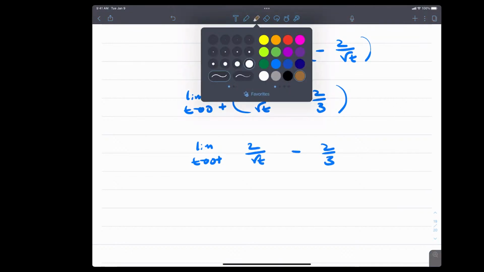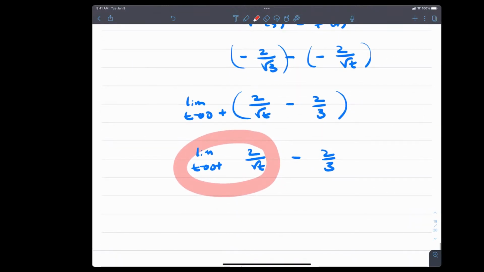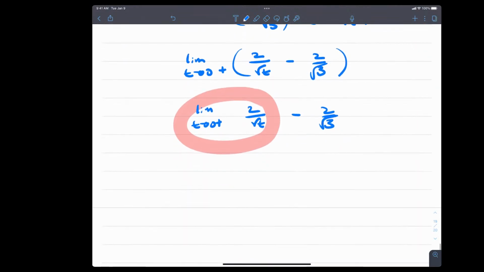So this is all based on what happens with this limit. Because 2 square root of 3 is a constant, right? Limit of a difference is difference of limits. Limit of a constant is going to be the constant. Yes? Well, oh, yes, square root of 3. Thank you. You're right. Okay. However, what's going on with this limit?